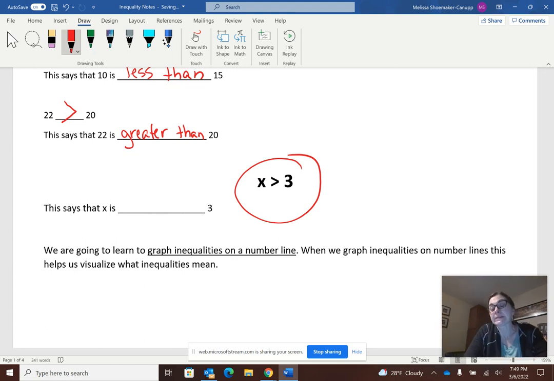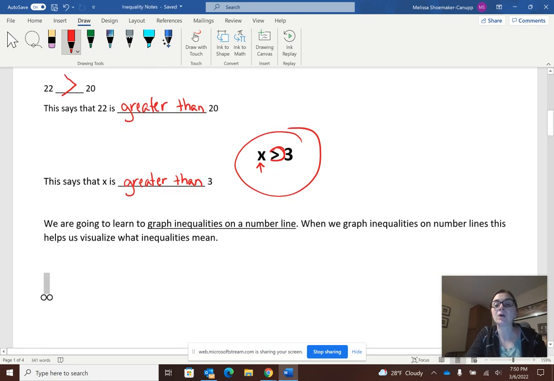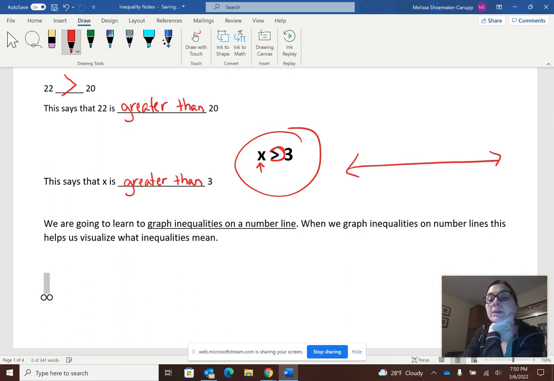So whatever x is, I don't know what it is yet, but I know one thing for sure. It has to be greater than 3. Remember, that means bigger, okay? Because look where the mouth is. The mouth is eating x. That means x has to be bigger than 3, okay? We're going to learn how to graph these inequalities on a number line, but what I want you to think about is indeed a number line.